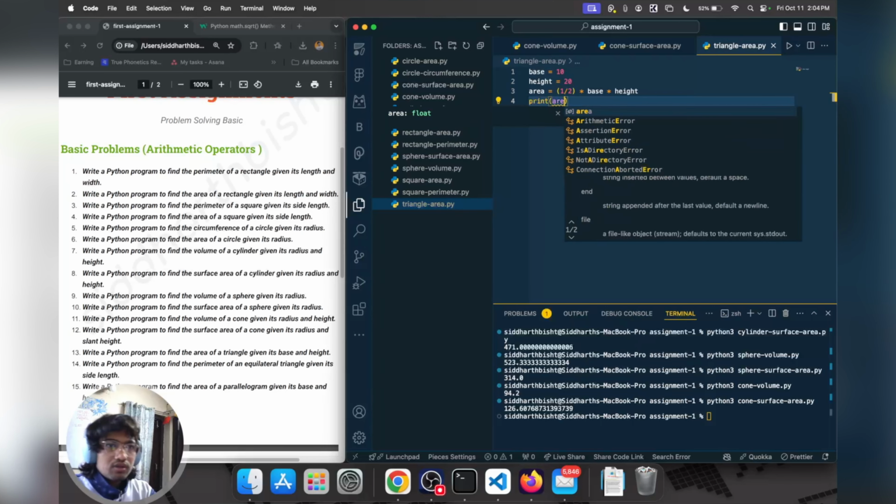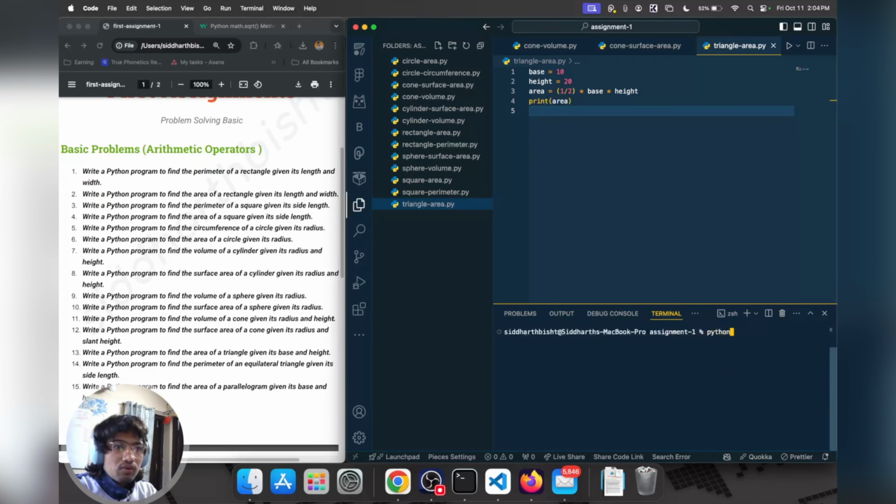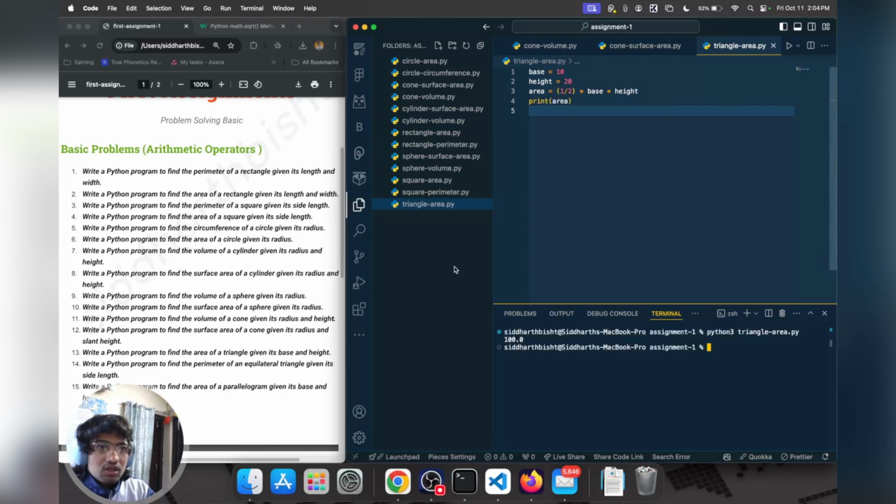Print area, that's all. So I just need to run this now. Python 3 triangle area.py, and I got its area.